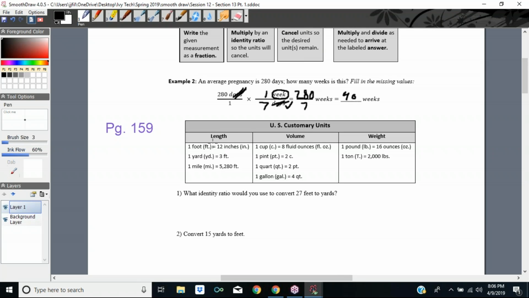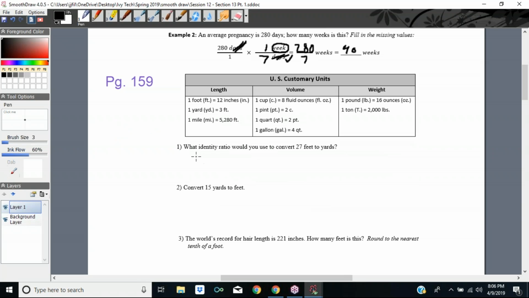So the first ones we're going to look at are on page 159. They're the length, volume, and weight conversions for the U.S. customary units. So these are foot, yard, mile, cup, pint, quart, gallon, pound, and ton, and ounces. And so it says, what identity ratio would you use to convert 27 feet into yards?